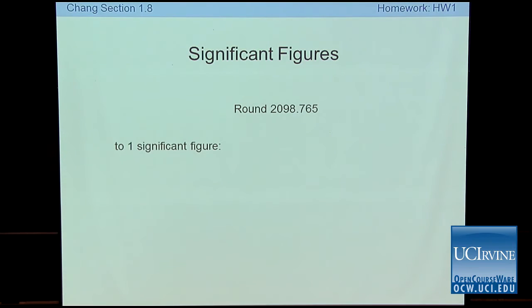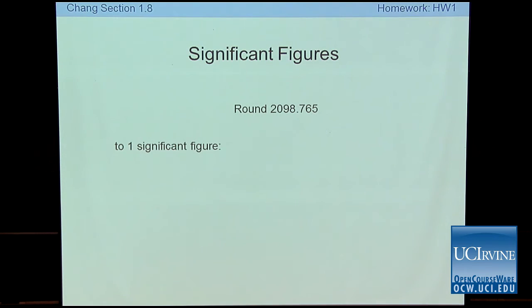Okay, so let's practice this a little swiftly. Here's a number for you. There are 1, 2, 3, 4, 5, 6, 7 digits at this point. And I'm asking you to round this number to one significant figure. What is that? How do you write that? How do you do that?